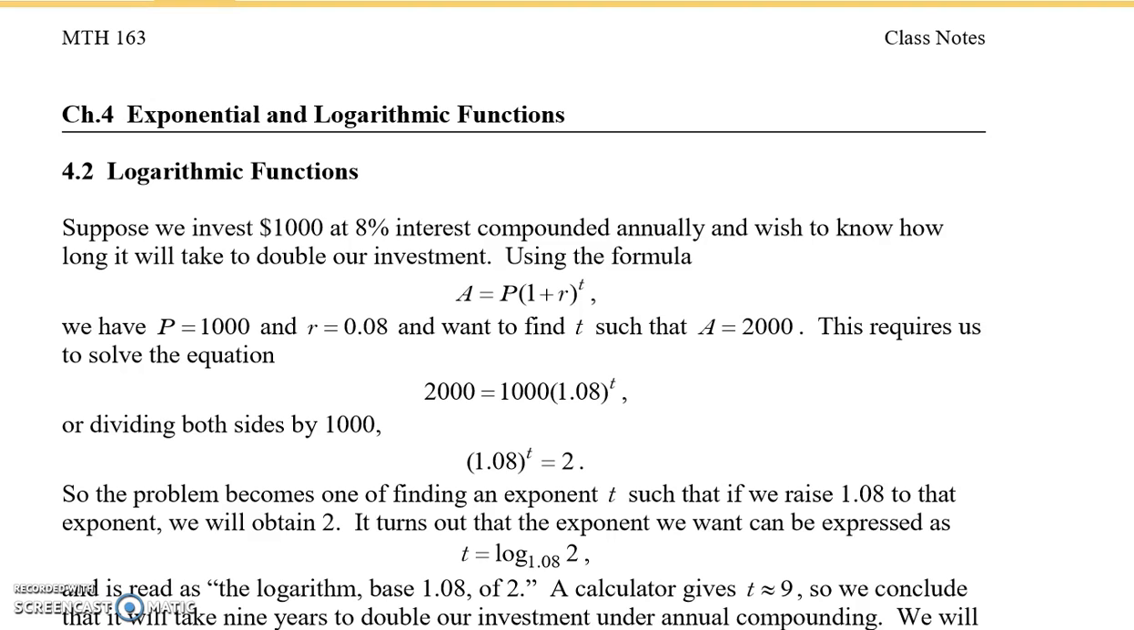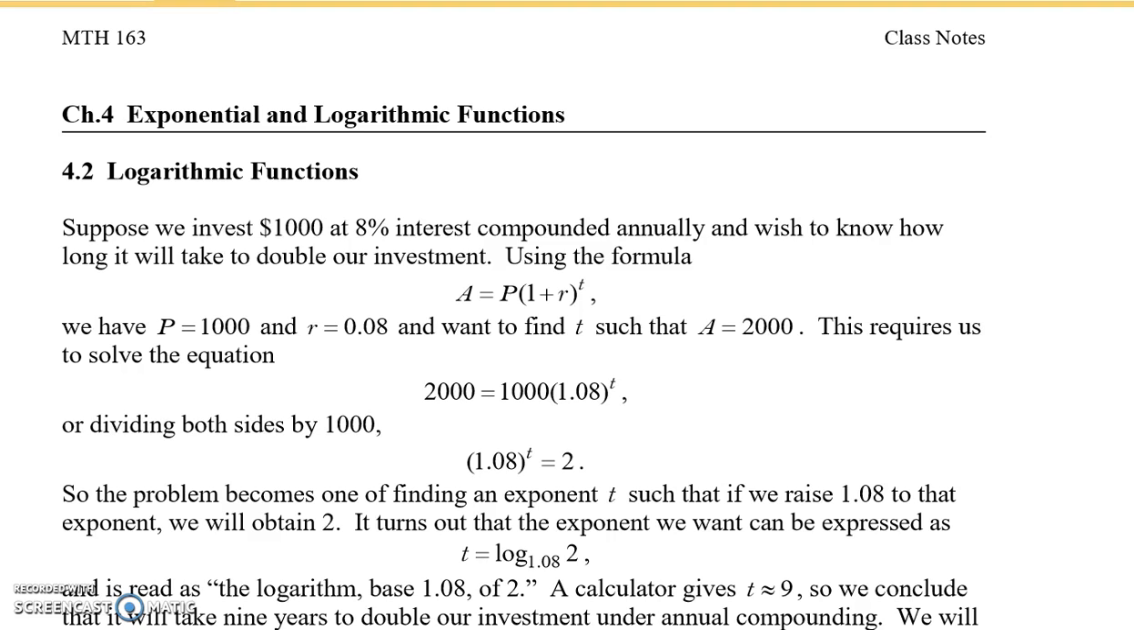And we want to find T such that our future value A is $2,000 because we're trying to determine how long it will take to double our investment of $1,000. So this requires us to solve the equation. So substitute 2,000 for A, 1,000 for P, 0.08 for R. The 1 plus R therefore becomes 1.08. So we have the equation 2,000 equals 1,000 times 1.08 to the T power.